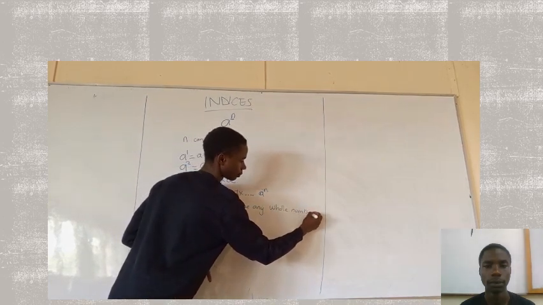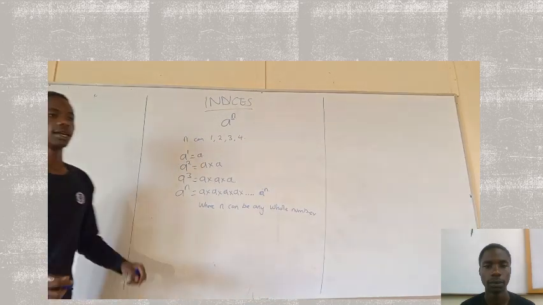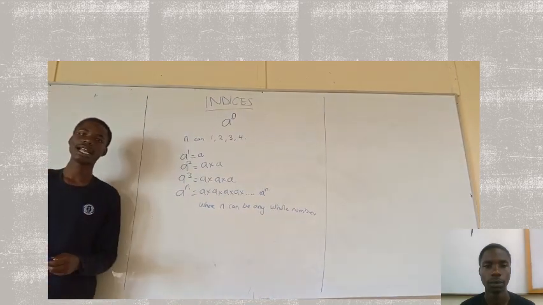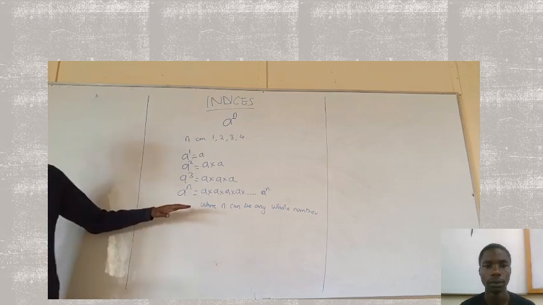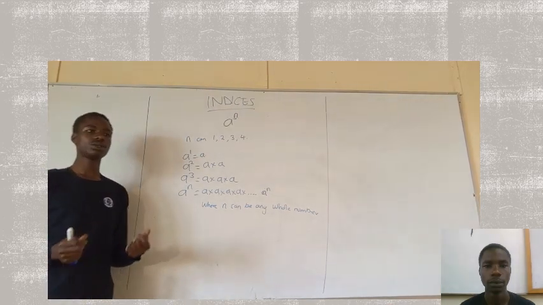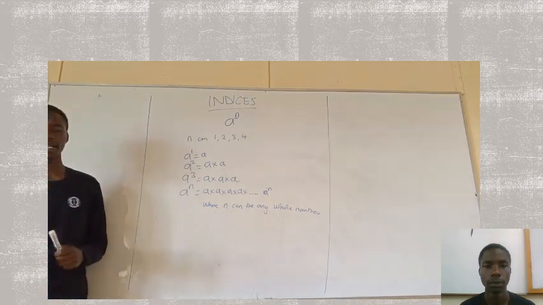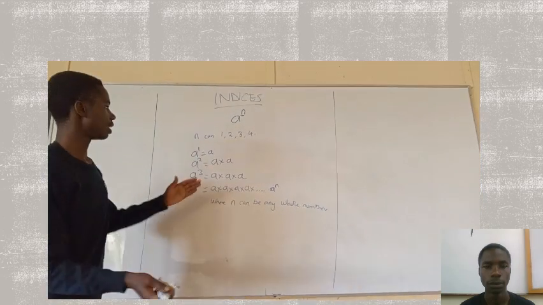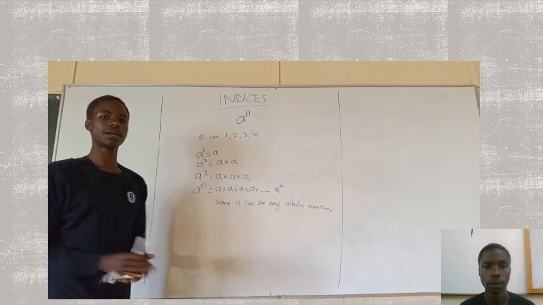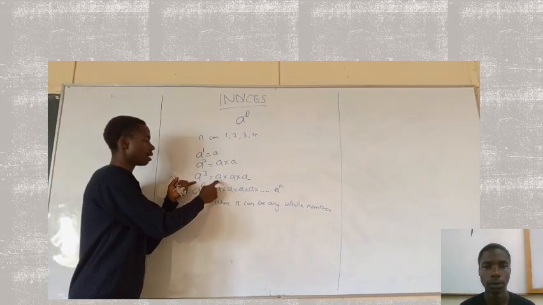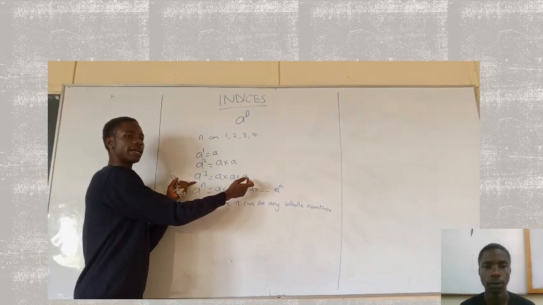number. In short, what can we say an index is? An index or a power is used to show that a quantity is repeatedly multiplied by itself, as we see here. Repeatedly multiplied by itself. a power 3 is a multiplied by a multiplied by a.